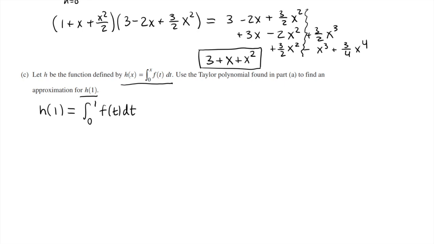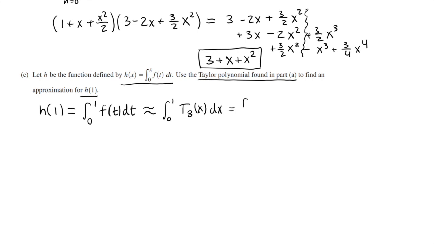Now, we don't actually know what this function f is, right? They didn't tell us, they just showed us part of the graph, but we don't have an equation for this. So that's why we need to use something to approximate this, and they're telling us to use the Taylor polynomial that we found in part A to do that. So we're going to say that this is approximately the integral from 0 to 1 of the T3 of x that we found.